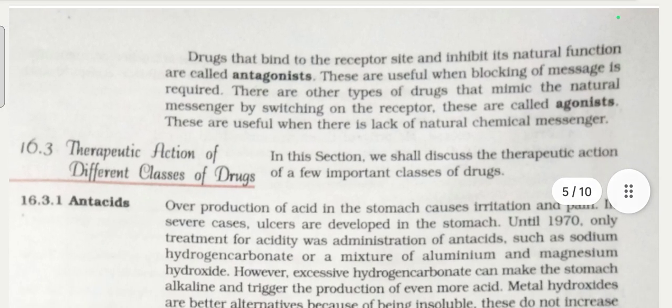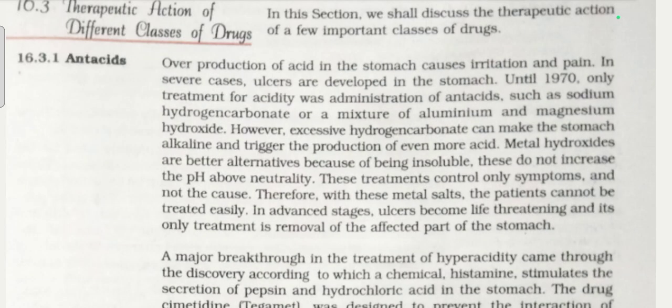Therapeutic action of different classes of drugs. In this section, we shall discuss the therapeutic action of a few important classes of drugs. Antacids. Overproduction of acid in the stomach causes irritation and pain. In severe cases, ulcers develop in the stomach.